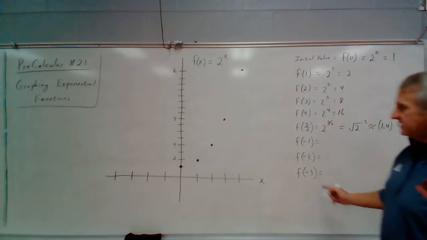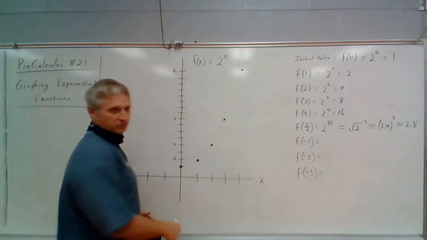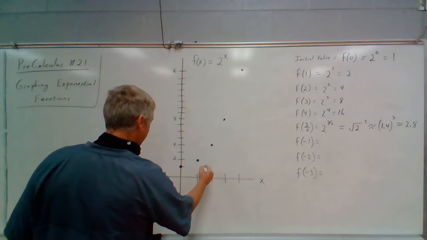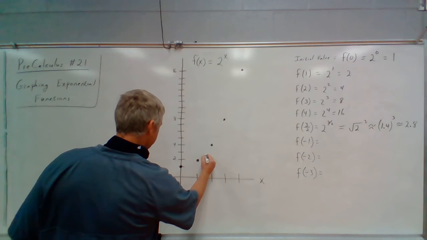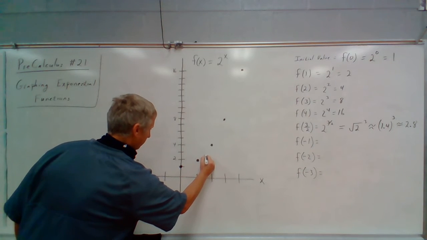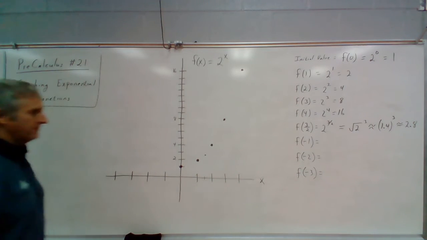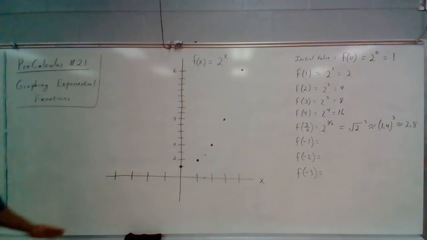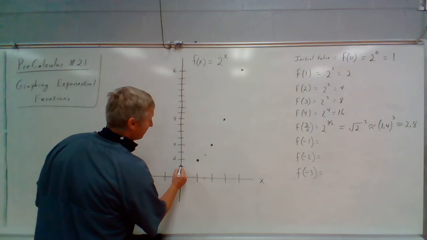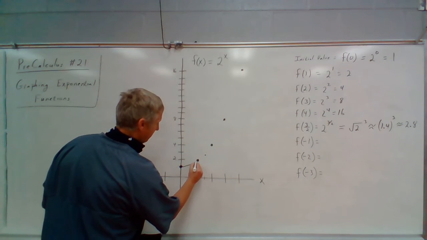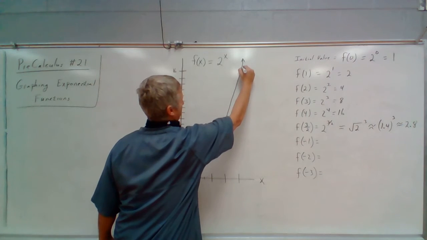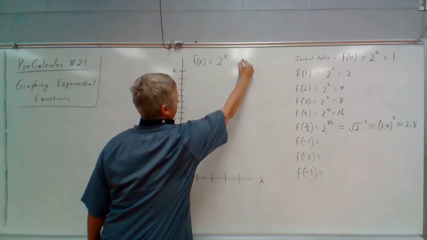So let's see if that makes sense. So if I plug in 3 halves, that's 1.5, so that would be here. There's 3 halves, and the answer should be 2.8. There's 2.8, and it's about there where it should be. So good. So you can plug in all of these numbers for x. So I'm allowed to connect all these dots. Our graph looks like that.